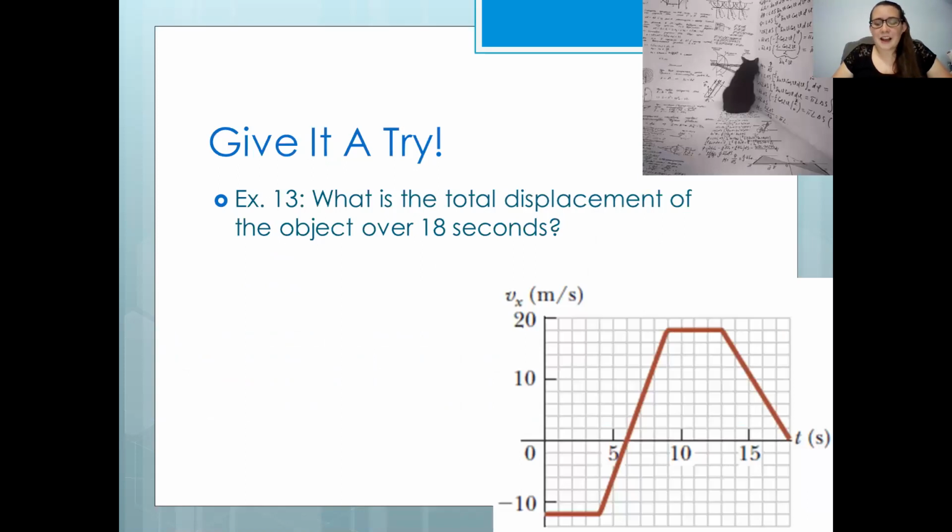Okay, so here we go. I want you guys to try to find the total displacement of this object over that whole 18-second time interval. So I will say that there are a couple of different ways that you can do this, but what you're going to want to do is find the area of this section and the area of this section. So you could either use the trapezoid area equation, or you could break it down into rectangles and triangles and do it that way. You'll get the same answer either way. But take just a couple minutes and try to figure out what the total displacement of this object is over that full 18-second time interval.